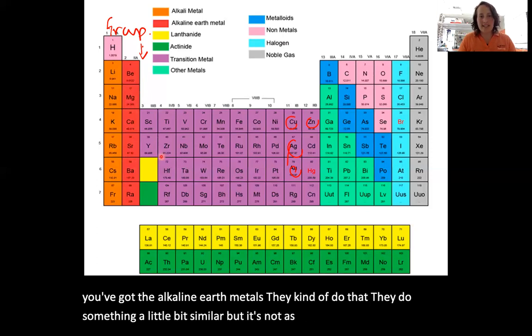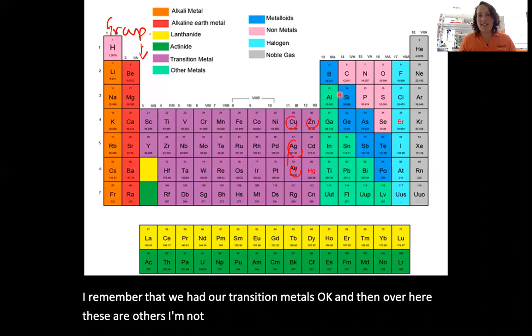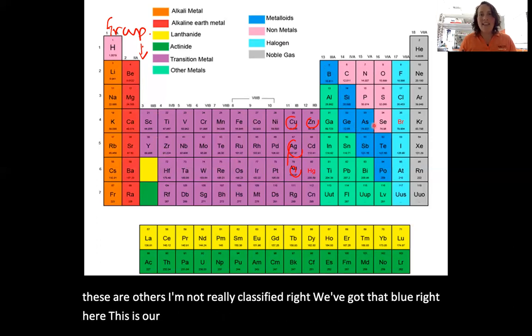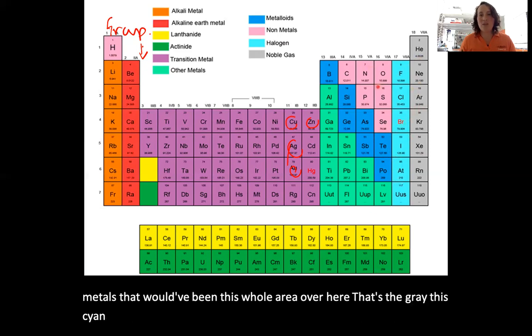Remember, then we had our transition metals, and over here are others, which aren't really classified. We've got that blue right here, this is our metalloid compounds. And then the non-metals would be this whole area over here, the gray, this cyan blue, and this pink. Those were all non-metals.